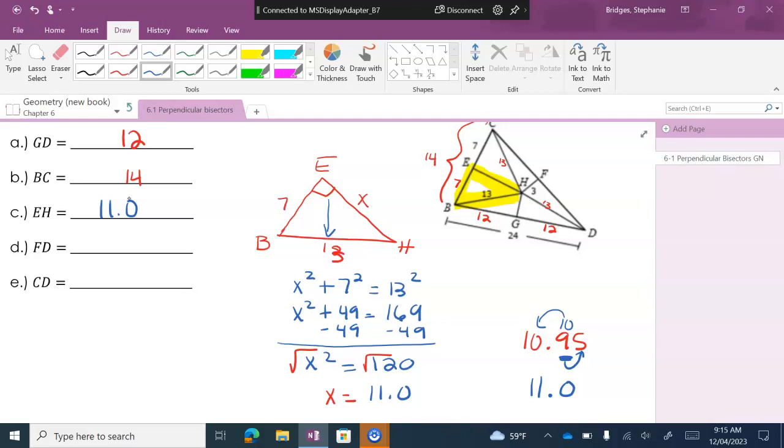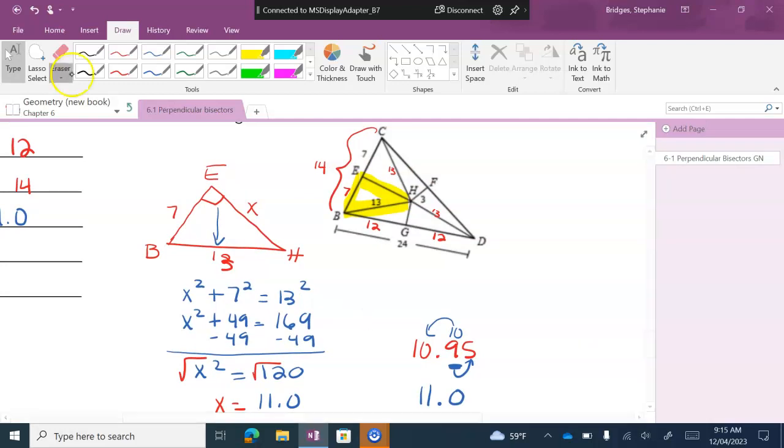Does that mean that's the same thing as FD? Look where FD is in your picture. Does that have anything to do with that yellow triangle? No. So we're going to have to look at a different triangle. We're going to have to do the Pythagorean theorem again. So again, I'm going to draw my triangle out separately. This is H, this is F, this is D. F is where my right angle is.